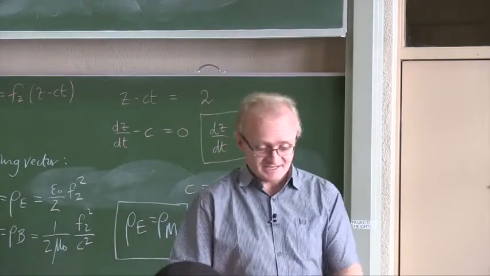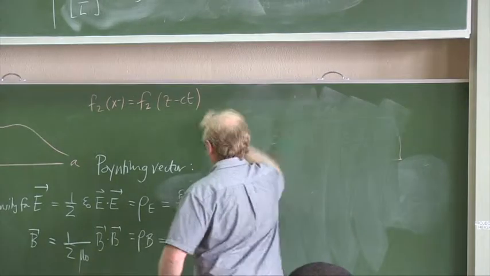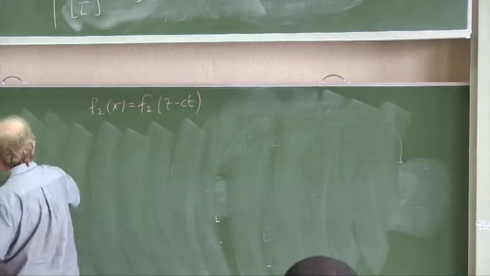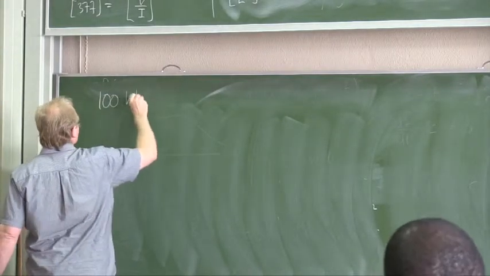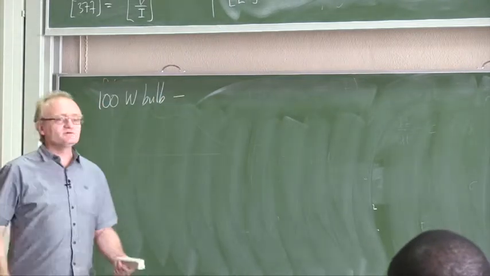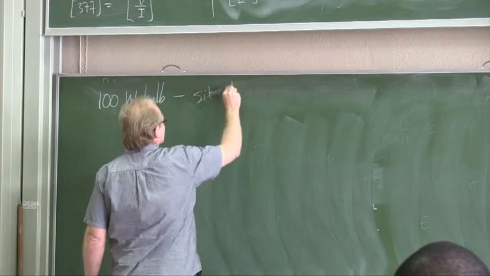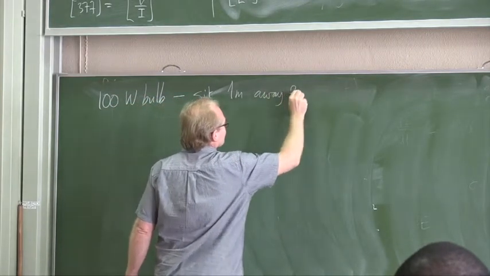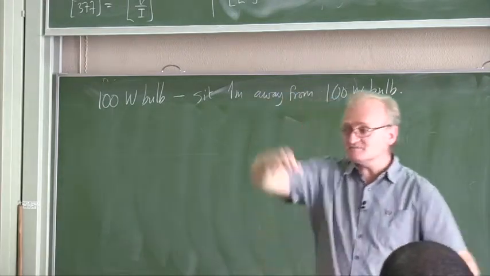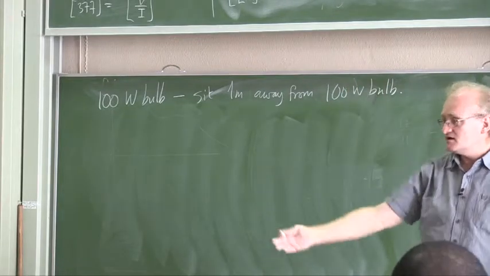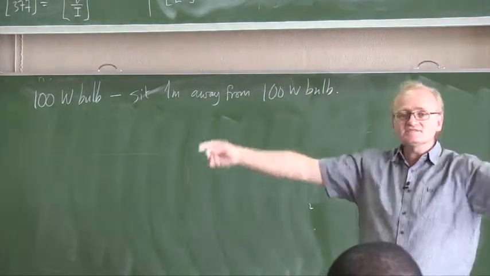So the first thing that we need to estimate is the power per unit area. So let's study a 100 watt bulb, and we will sit 1 meter away from that 100 watt bulb. So what will happen is the light comes out and it's spread over the surface of a sphere of radius 1. So what will the surface area of a sphere with radius 1 be? 4 pi times 1 squared.